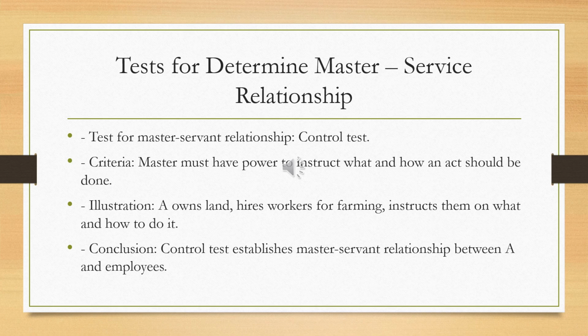Coming to the tests for determining master-servant relationship, we will study three tests: number one, the traditional view, which is the control test; the modern view; and lastly, the multiple test.